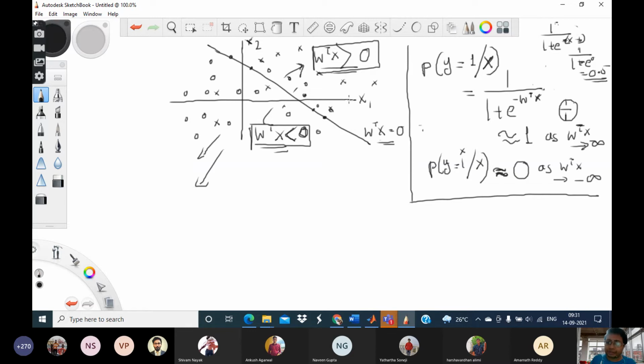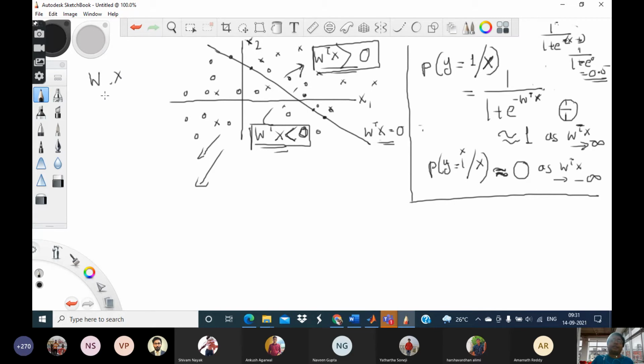Now I am showing it for two dimensions. There is nothing which stops me at two dimensions. This whole thing continues for three dimensions, four dimensions, five dimensions, any d dimensions also. So the only difference will be the dimensionality of W and X.